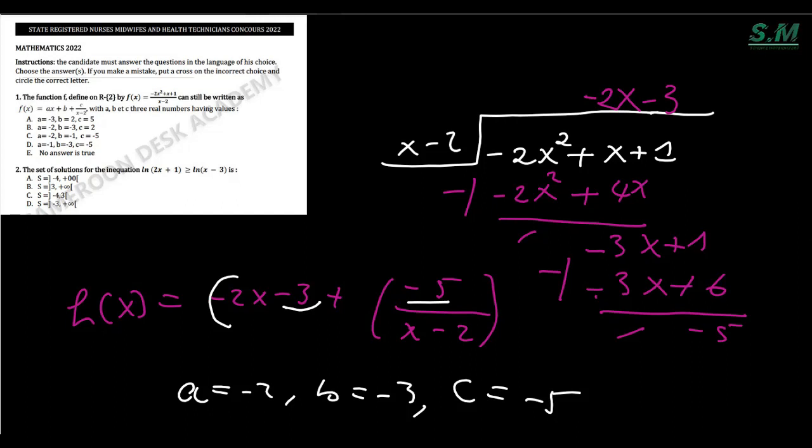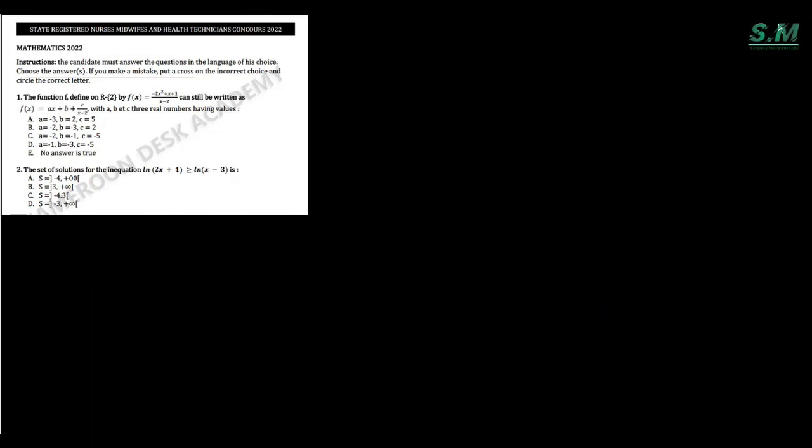Going down to the choices, we clearly see that there is no option which provides us with the possible values of a, b and c. So it means the correct answer will be that no answer is true. We are going to proceed with the second question.